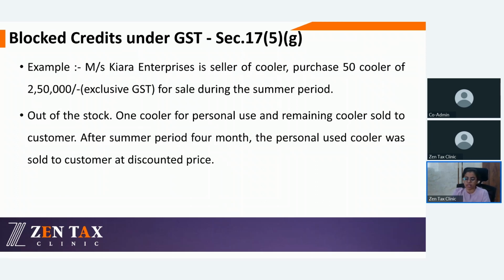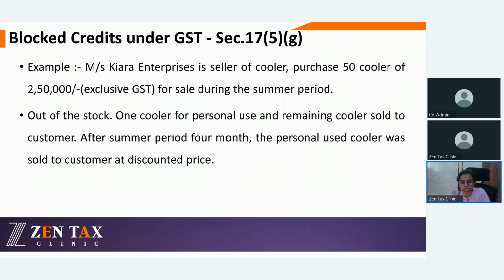So I've taken an example, say Mrs. Kiara Enterprise, who are engaged in selling air coolers. Suppose they purchased 50 coolers for 2,50,000 during the summer period. One cooler they would have used for personal purposes, and the remaining coolers they would have held for business purposes. Out of the 50, 49 they would have sold to outsiders, that is the customers. But that one cooler they would have used for their personal use for the summer period of 4 months, and after that they would have sold this cooler to another customer at a discounted price.